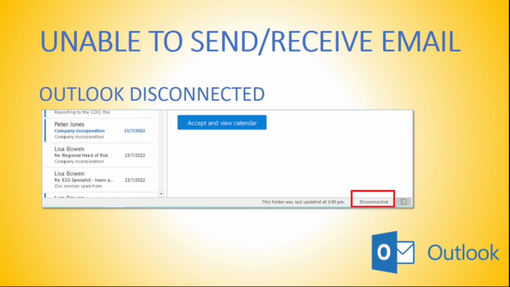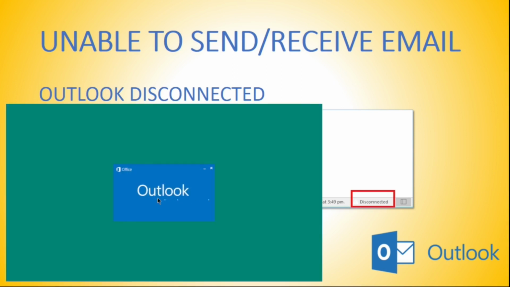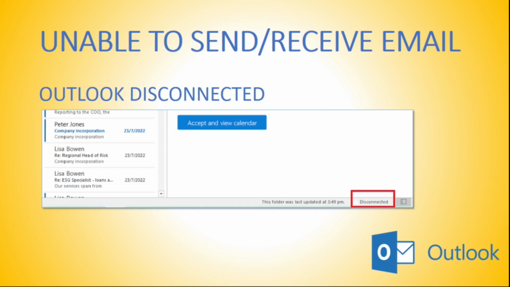Outlook requires connection to Exchange Server in order to send and receive emails. Please see the status bar at the bottom. If the status bar is showing disconnected, please check your connection to the network. Launch your preferred internet browser and check whether you can access the internet. It could be due to your physical connection, such as cable, network issue, or Wi-Fi issue, or even Exchange Server is down.